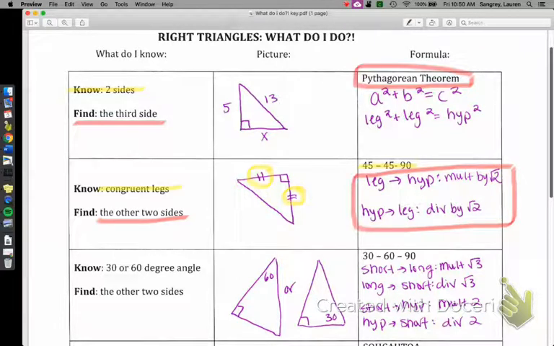If you know that there is a 30 or 60 degree angle in your right triangle, so you see a right triangle and you notice that there's an angle that's either 60 or 30 given to you, that's when you need to use your 30, 60, 90 rules. And remember, you always need to find the short leg first. And if you know the short leg, that's where you want to start.